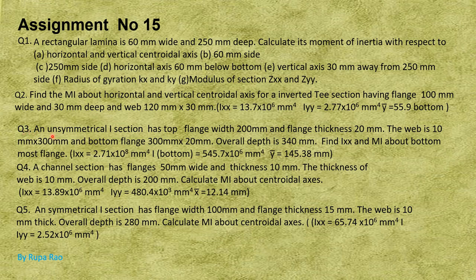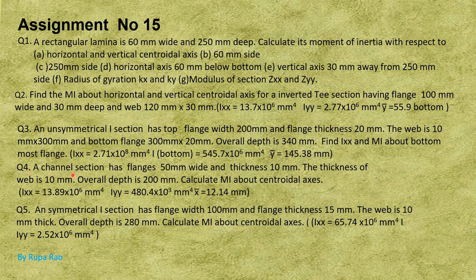55.9 mm. Question number 3, an unsymmetrical I section has top flange width 200 mm, flange thickness 20 mm, web is 10 mm by 300 mm, and the bottom flange is 300 mm by 20 mm, overall depth is 340 mm. Find Ixx and MI about the bottom most flange. Ixx is equal to, the answer is 2.71 × 10⁸ mm⁴. Moment of inertia I bottom is 545.7 × 10⁶ mm⁴. Y bar is 145.38 mm. Try it out.